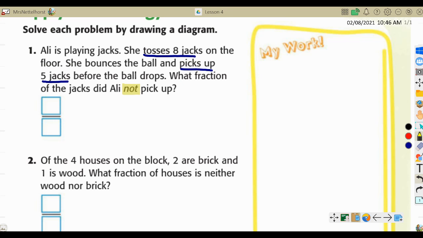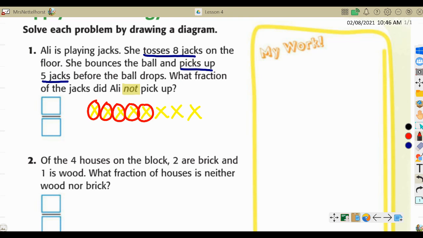Okay, so 8 jacks. So I'm going to draw a picture of 8 jacks. Okay, so I've got 1, 2, I stayed with yellow, 3, 4, 5, 6, 7, 8. Here are my jacks. They look kind of like X's. So that's why I chose X's. Okay, she picked up 5 jacks. So if we're picking up, that means we are taking them away. So I'm going to circle the ones that she picked up when she bounced the ball. So she picked up 1, 2, 3, 4, 5.